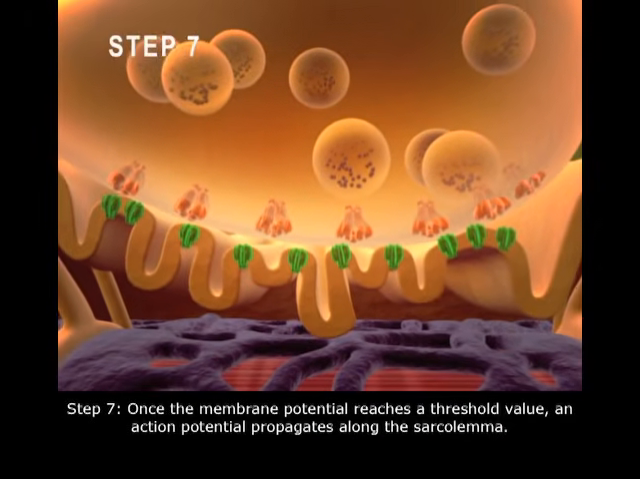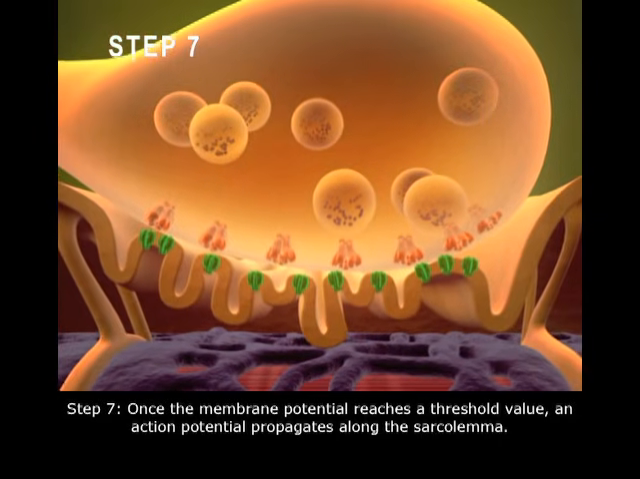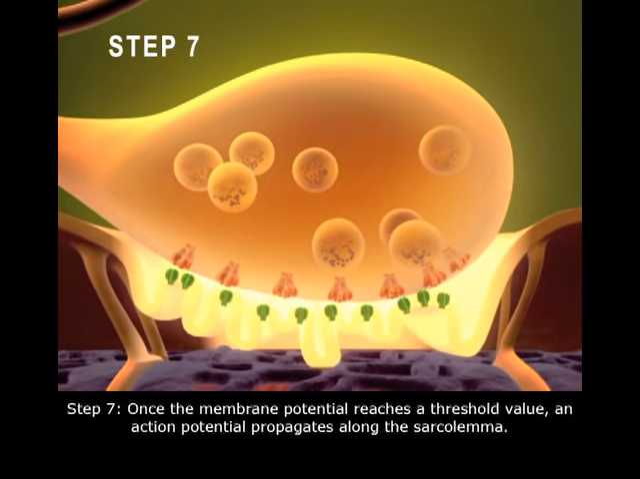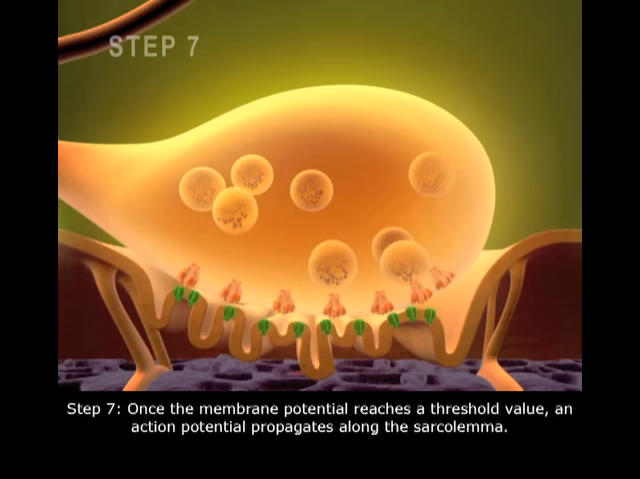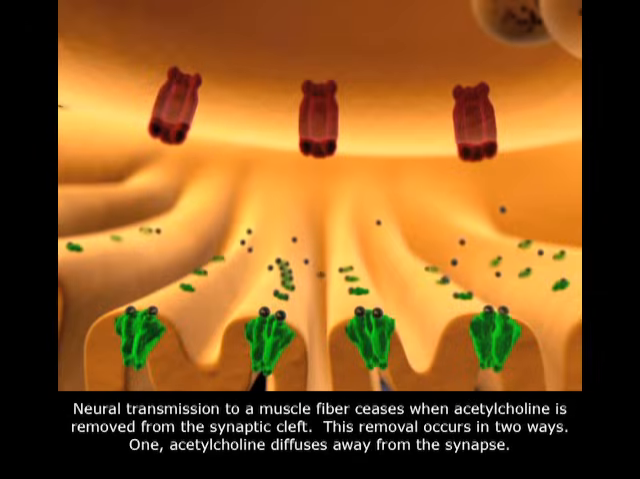Step 7. Once the membrane potential reaches a threshold value, an action potential propagates along the sarcolemma. Neural transmission to a muscle fiber ceases when acetylcholine is removed from the synaptic cleft. This removal occurs in 2 ways.